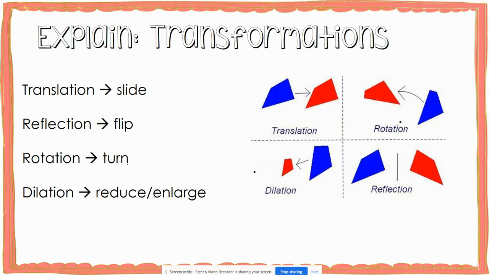A rotation is a turn, so it will rotate around a point of rotation. For us, we are going to use the point of rotation of the origin, or 0, 0, on a coordinate plane. And the last transformation that we are going to focus on is a dilation. A dilation is when you reduce or enlarge a figure based on a scale factor.